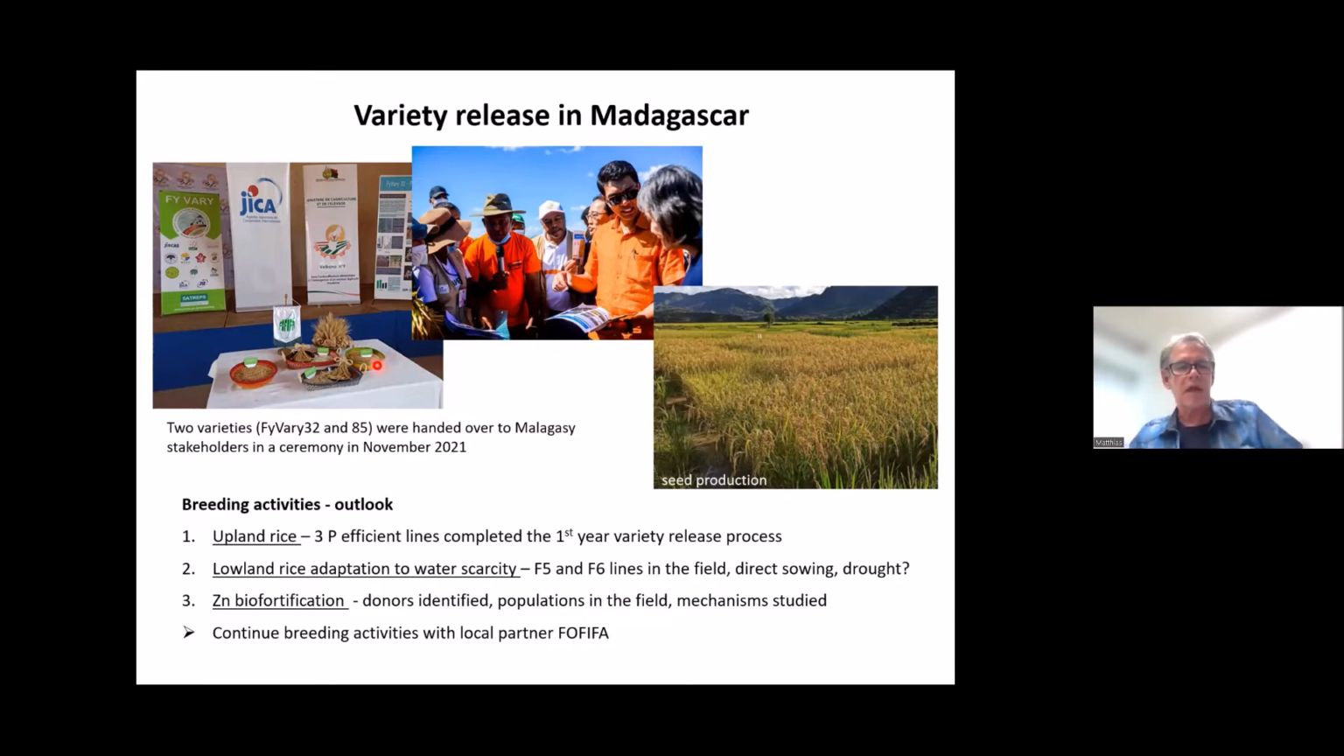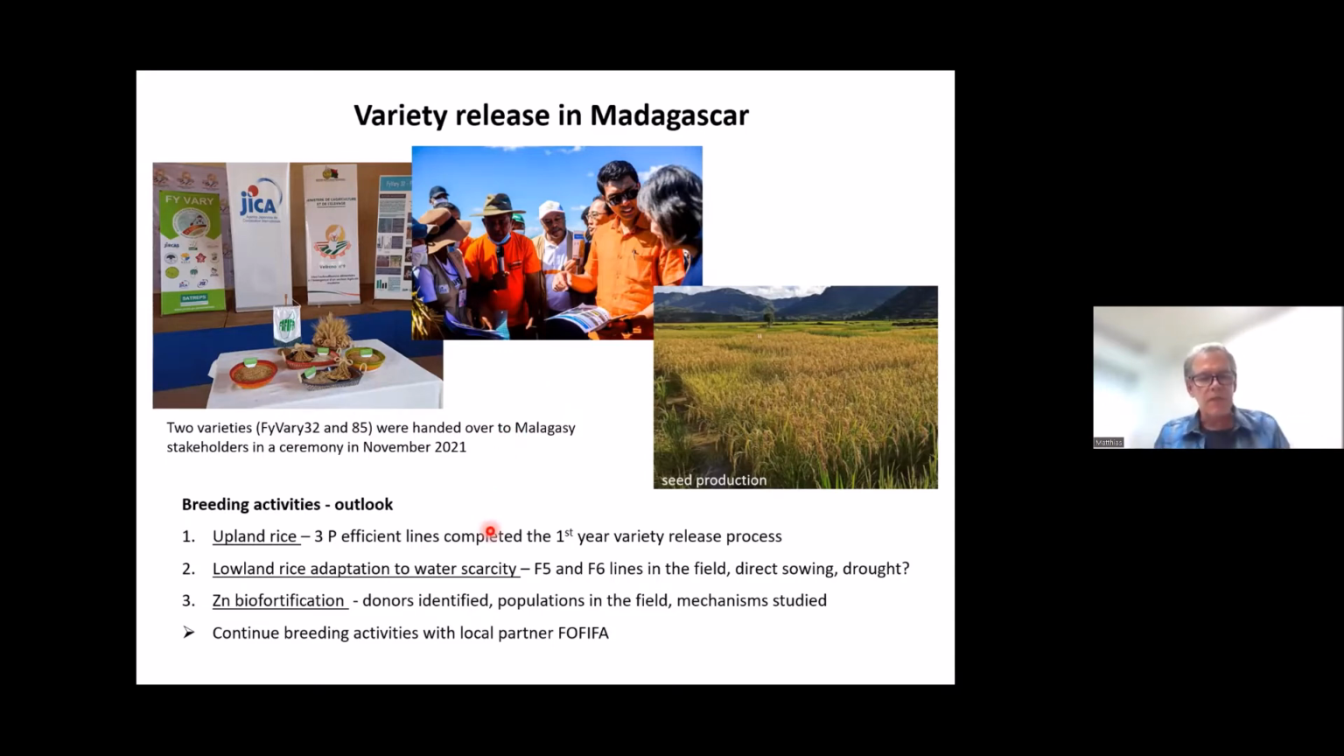This kind of activity increases the visibility of a project quite dramatically. The guy that you see here is the president of Madagascar, looking at our variety information pamphlet and being apparently quite happy about what we've done.